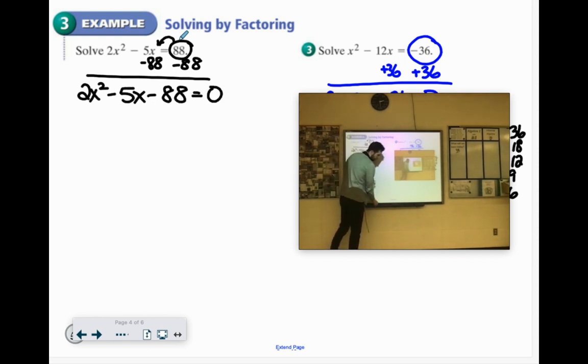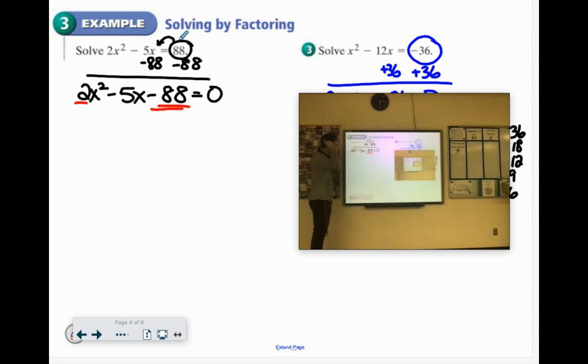Now, there is no common factor here, and we have that 2 in front. So we have to do the 2 times negative 88, which is negative 176. Glad we're doing this one together. So we're looking for a set that multiplies to 176 and is 5 apart.